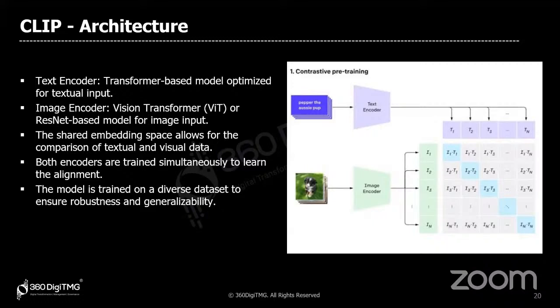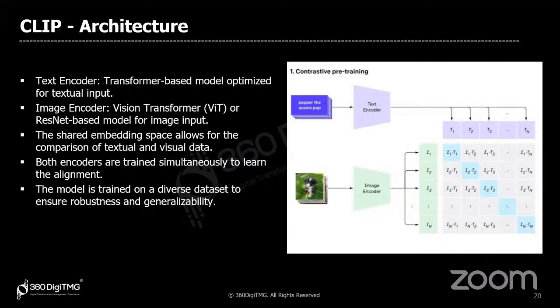And for the image encoder, we are using a vision transformer, or we can say ResNet-based models for image inputs. And then what we are doing? We are making the encoder numerical representation of that image as well as of the text. The shared embedding space allows for the comparison of textual as well as visual data.